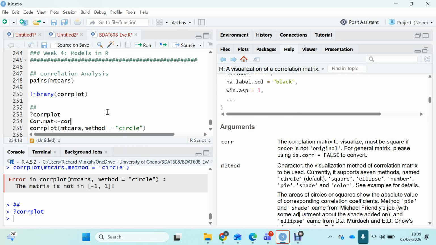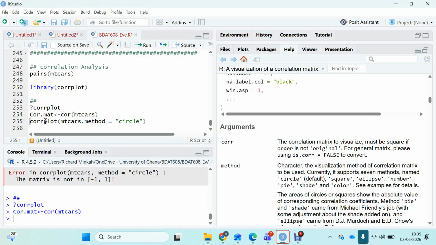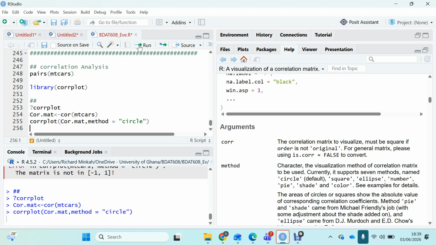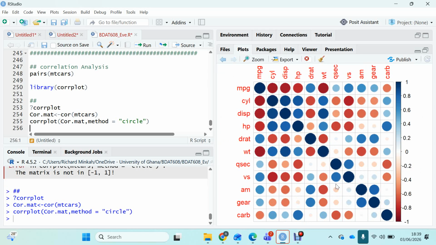Okay, so let me call it cor.mat. Should be cor of mtcars. Okay, then I put this cor.mat into it. There we go. So you see, sometimes you may even remember what a function is, but you can get stuck along the way.